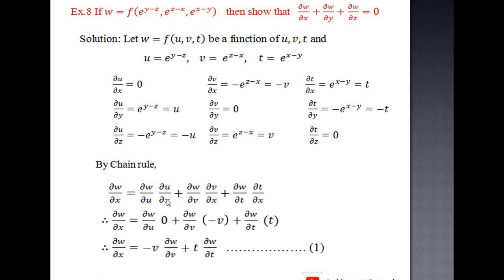Putting these values, ∂w/∂x is 0 plus ∂w/∂v into ∂v/∂x, nothing but minus v, plus ∂w/∂t into ∂t/∂x, which is t. Therefore we get ∂w/∂x = −v ∂w/∂v + t ∂w/∂t. This is equation 1, the derivative of w with respect to x.